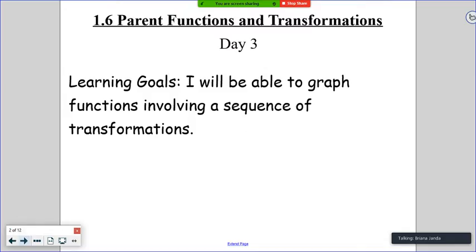Okay, over the last couple days, we have learned all of our transformations. What do we do when there's adding and subtracting? What do we do when there's multiplying? What do we do when there's negatives? And now we're putting it all together, and we're going to have more than one happening at a time in our function.